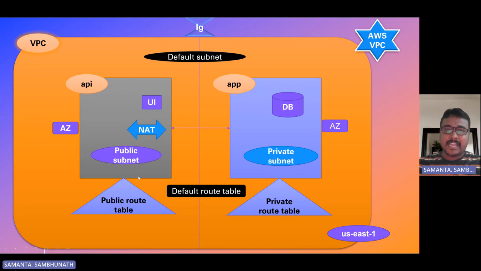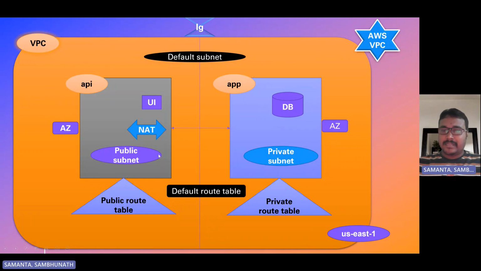This API server you can deploy in the public subnet. Whenever you are creating a subnet, there are basically two subnets: one is the public and one is the private subnet. In the public subnet, your UI, your CSS, all that stuff is there. From the public subnet, you can communicate to the private subnet.